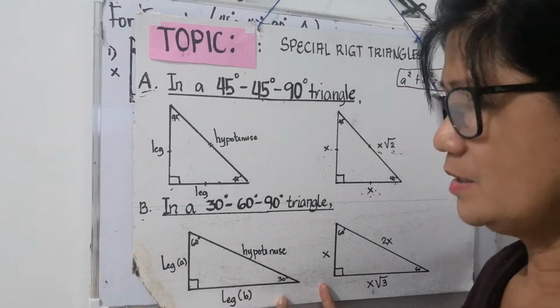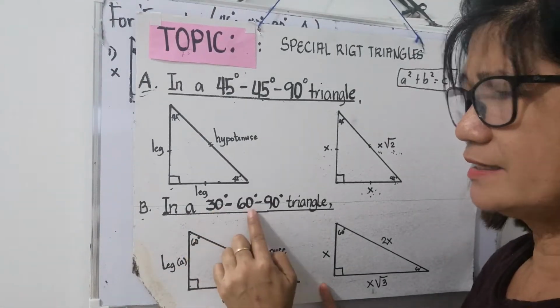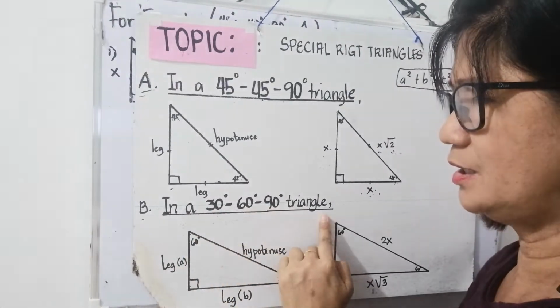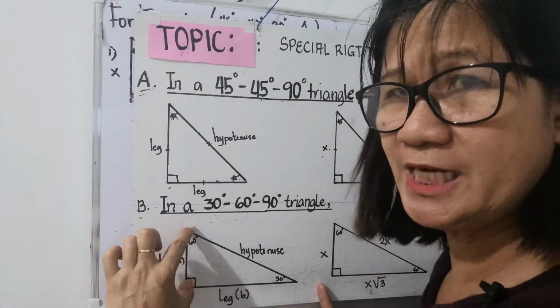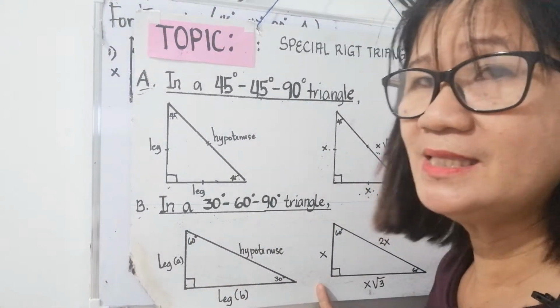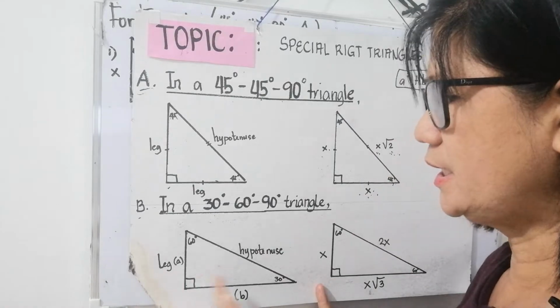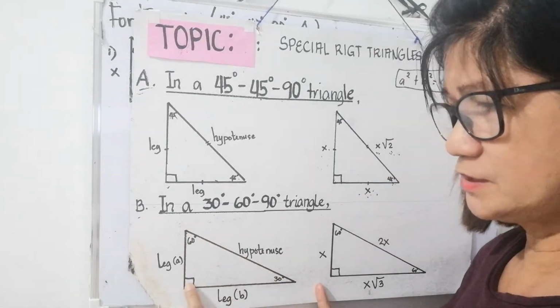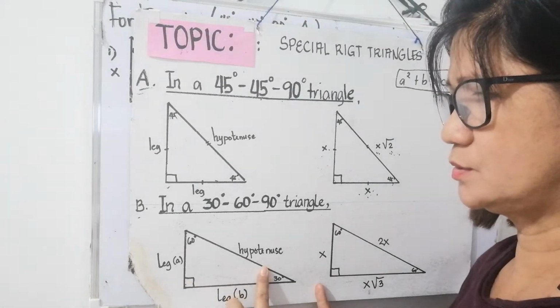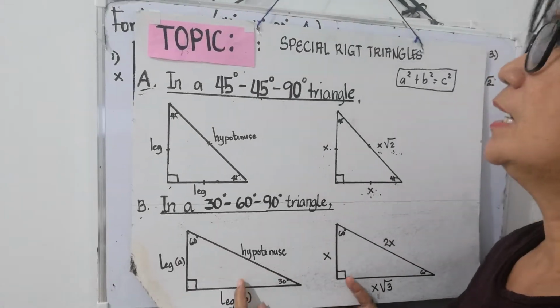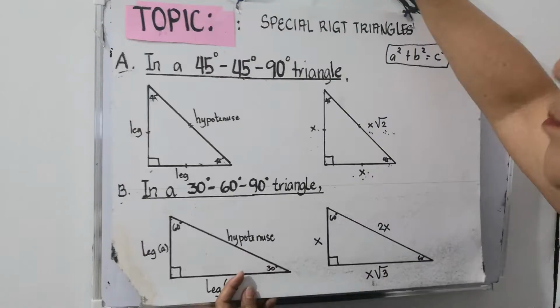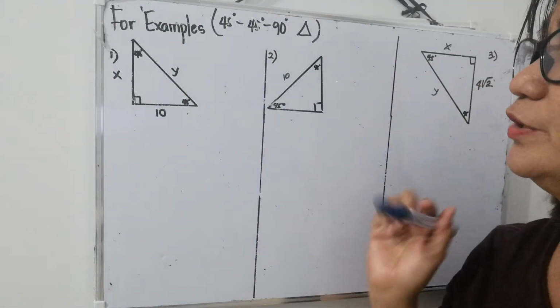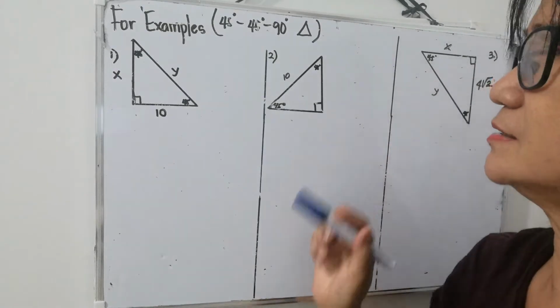Pero this time, ito sa 30 degrees, 60 degrees, 90 degrees triangle, may tinatawag tayong shorter leg para mas madali nyo ma-identify. No? We have the shorter leg and the longer leg. And this side opposite the right angle is the hypotenuse, no? Okay, so let's have an example. Balikan lang natin mamaya yun. No? Let's have an example on a 45, 45, 90 triangle. Look at this.